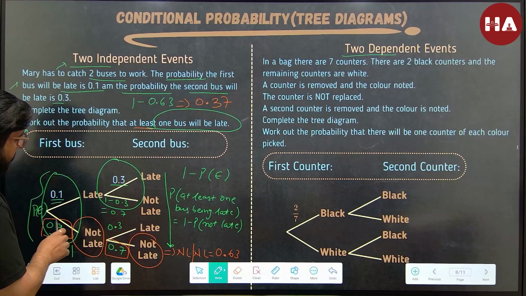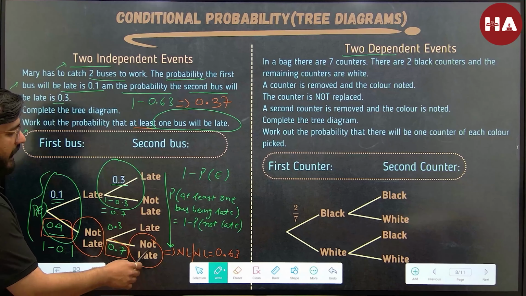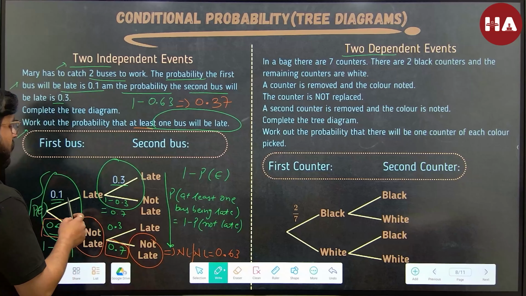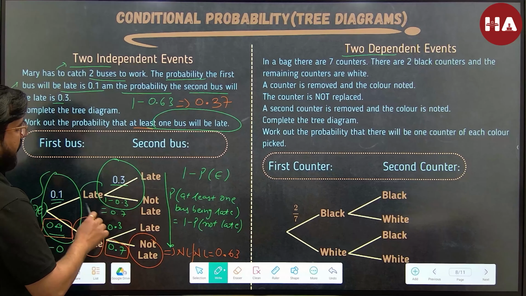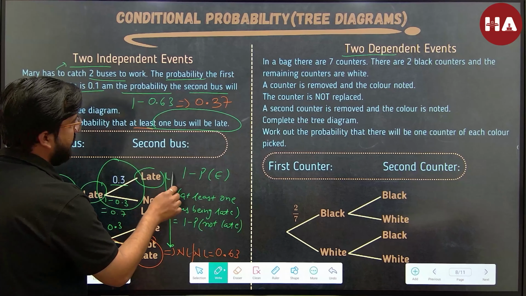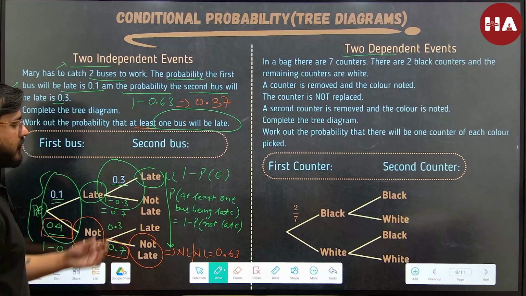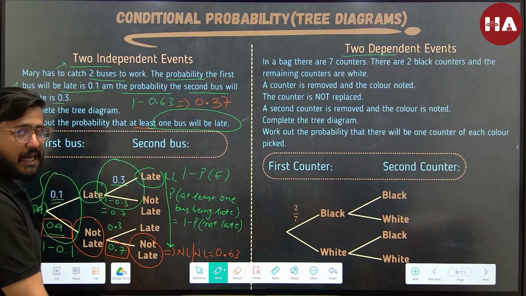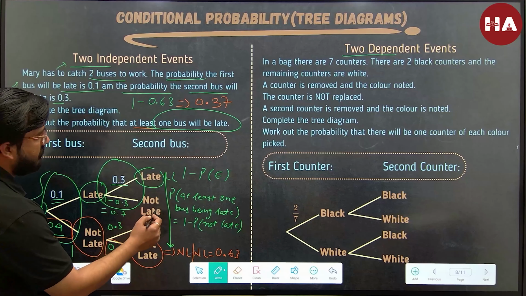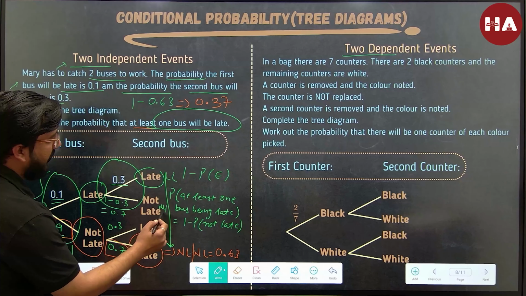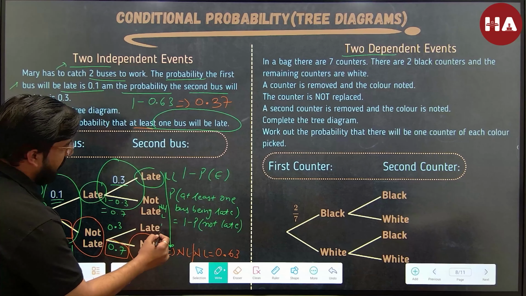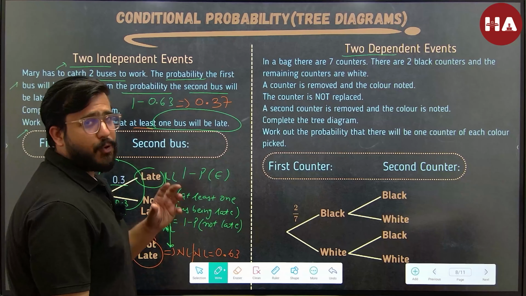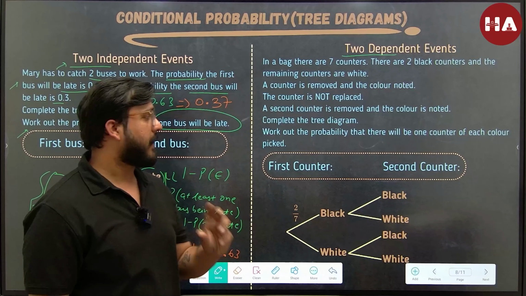Multiplying the not late probabilities gives you the probability of both the events happening together. Similarly, late and late will be written here, followed by the consequent not late, and similarly not late and late. These both branches will be similar, and this will be late and not late. I hope you are getting the concept and grasping it further.